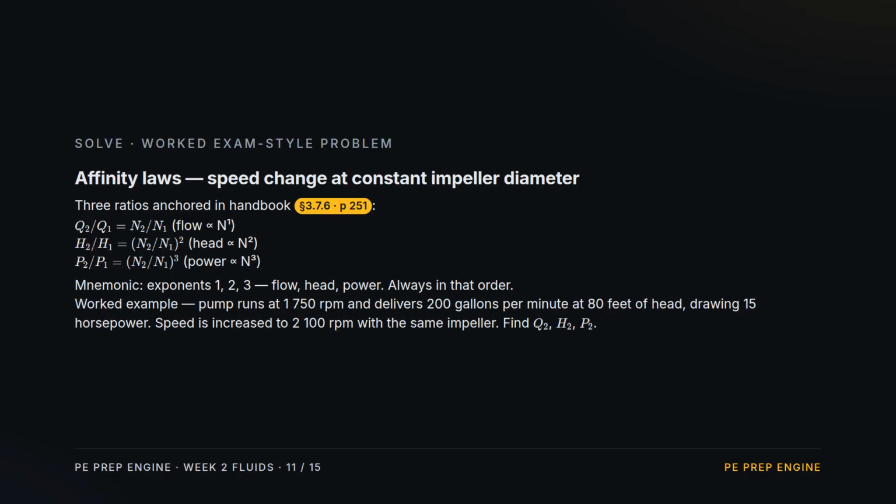Affinity laws. Three ratios. Flow scales linearly with speed, head as the square of the speed ratio, power as the cube. Exponents 1, 2, 3. Flow, head, power. Worked example. A pump runs at 1750 RPM, delivering 200 gallons per minute at 80 feet of head and drawing 15 horsepower. Speed climbs to 2100 with the same impeller. Find the new flow, head, and power.